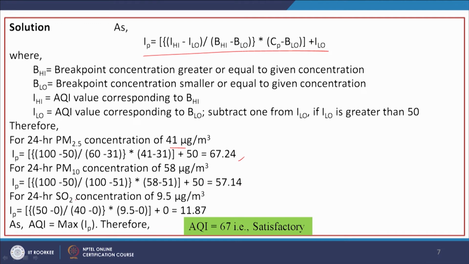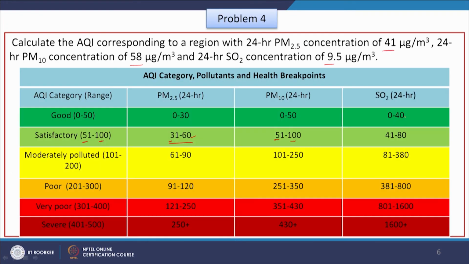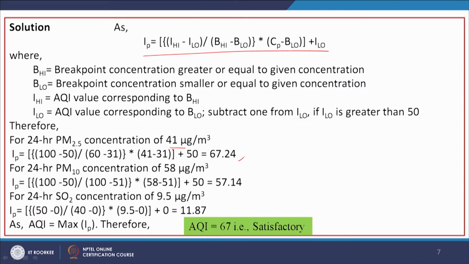Similarly, for SO2 where the concentration is 9.5 microgram per meter cube. This will fall under this category, so Cp will be here. BLO will be 0 and BHI will be 40, and IHI will be 50 and ILO will be 0. Okay, so this formula we will be using now. So, 50 minus 0 by 40 minus 0 into 9.5 minus 0 plus 0. So, that is equal to 11.87.